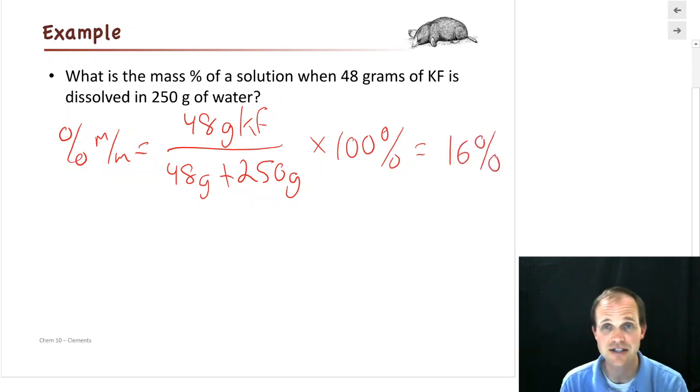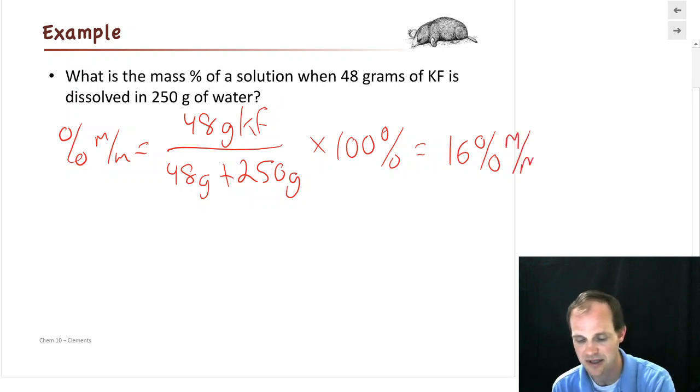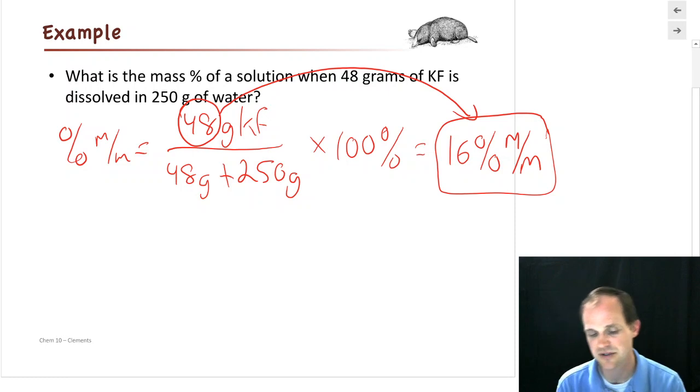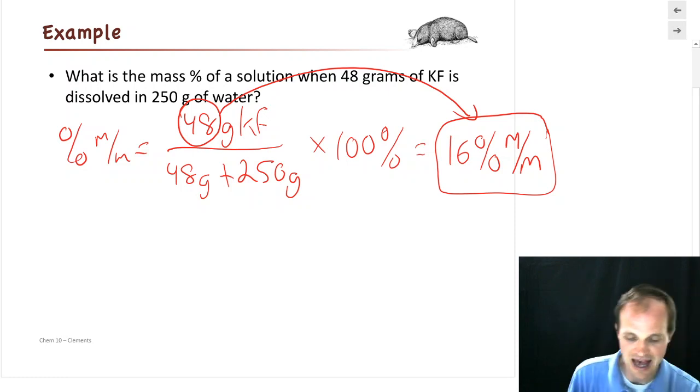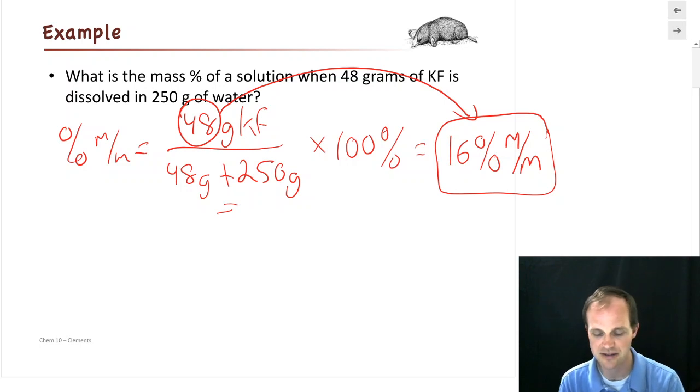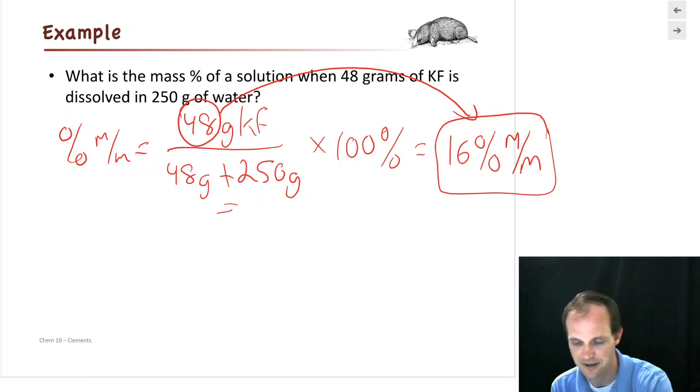And I can't leave it as just 16%. We'll see why in a moment, because there's several different units that we're using. I have to say 16% m over m. In general, with these kinds of problems, whatever sig figs you had in the solute is what you'll have in the answer. Because you're adding at the bottom, you usually end up with either more sig figs or the same sig figs. So that's generally a good idea. Whatever sig figs you had in your solute is what you have in your answer there.